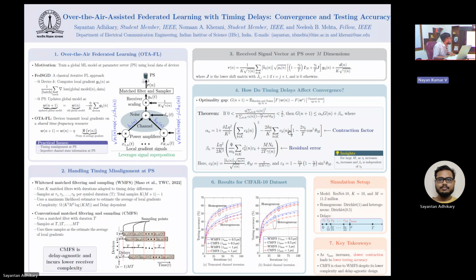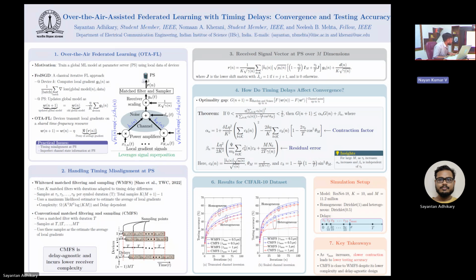The second point is the residual error. In the residual error, the effect of delay is captured in this epsilon k, which is a function of the delays and theta m. For large models, sine theta m shrinks down to 0, and this epsilon k becomes unity. And therefore, for large models, the residual error is insensitive to the timing delays.